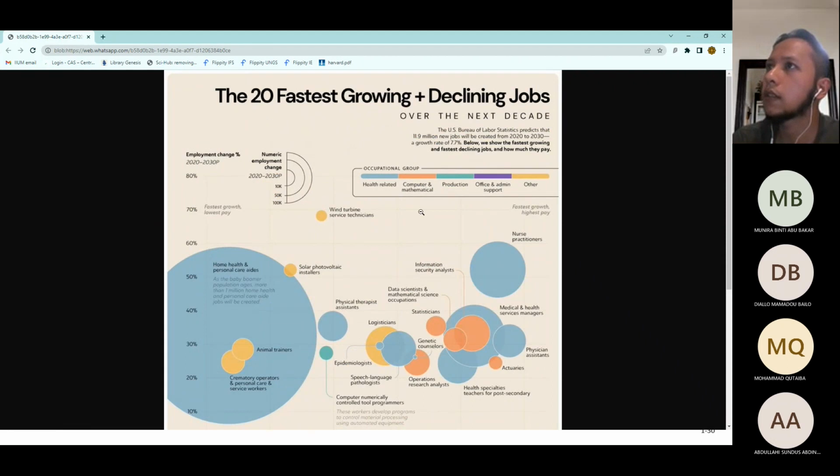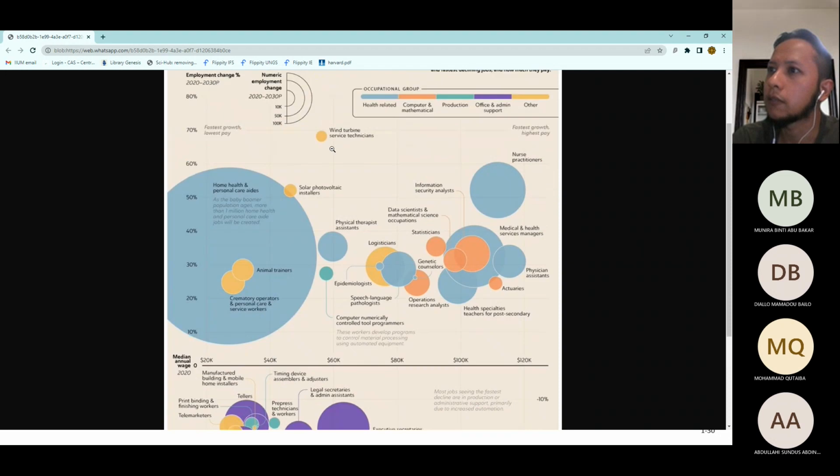Okay, so this is over the next decade. Over the next decade, the 20 fastest growing and declining jobs, and hopefully you can be aware of this as well.